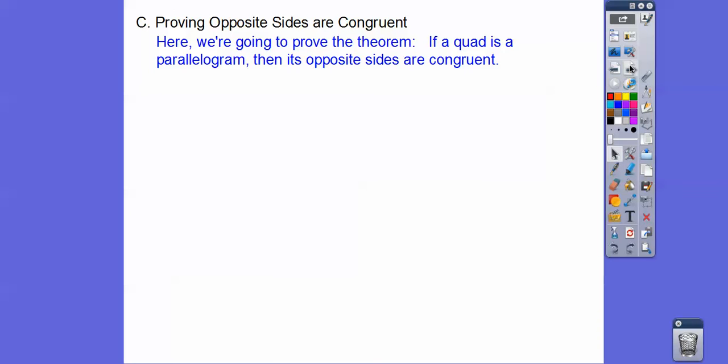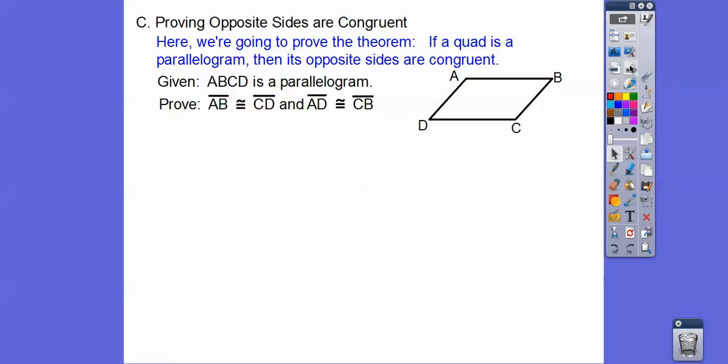Okay, so here we're going to prove that opposite sides are congruent. Opposite sides of a parallelogram are congruent. Here we're given that this is a parallelogram. We are going to prove that AB is congruent to CD. Now notice, these have the segment symbol on top, so it has the congruency symbol right here.